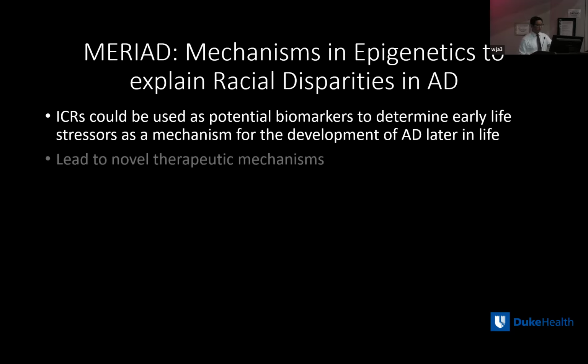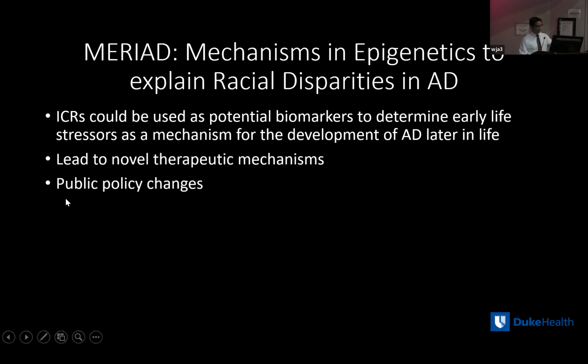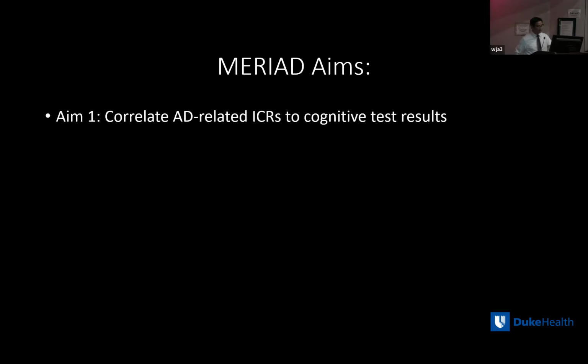treatments for Alzheimer's disease. I think the most interesting thing, though, is the public policy changes, because we know that ICRs are developed right at fertilization and before gastrulation. It's this critical period that we can say we need to decrease the stress, or we need to do this in terms of public policy changes to maintain an ICR that is similar to ones that do not develop Alzheimer's disease. So my aims include, number one, correlating Alzheimer's disease-related ICRs to cognitive test results.